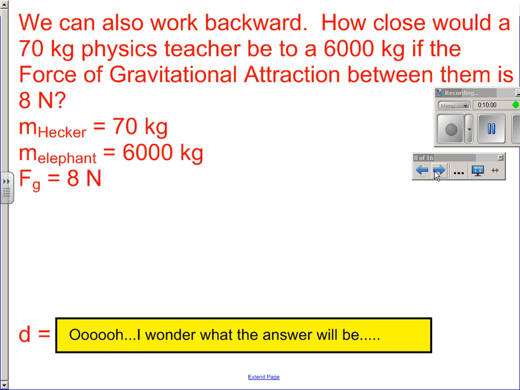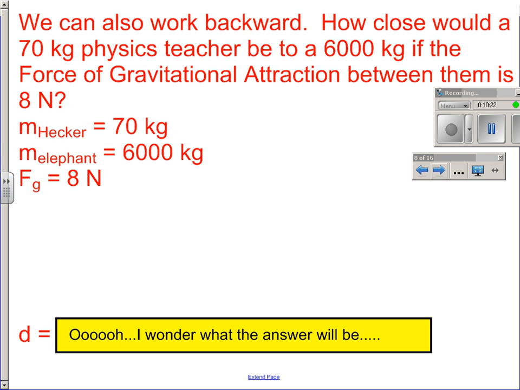In this one, it says, how close would a 70 kilogram physics teacher be to a 6,000 kilogram, oh, somehow I deleted the word elephant. It's supposed to be 6,000 kilogram elephant. If the force of gravitational attraction between them is 8 newtons. So we're going to work backwards. All right, so I'm going to actually do the algebra first.